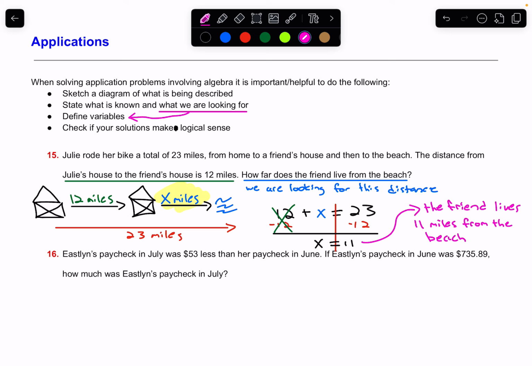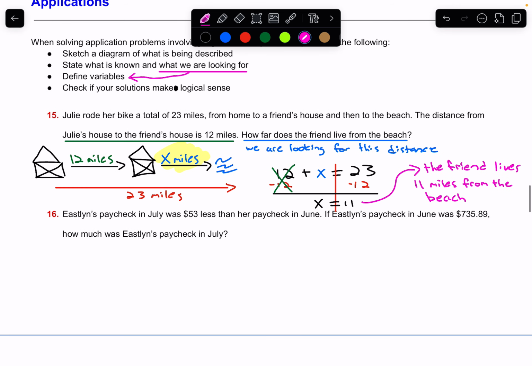All right, number 16, last one, then we're going to stop this video. It says, Eastland's paycheck in July was $53 less than her paycheck in June. If Eastland's paycheck in June was $735.89, how much was Eastland's paycheck in July? So notice it says $53 less. Okay, so July was less than June.